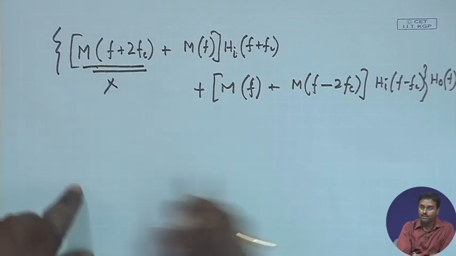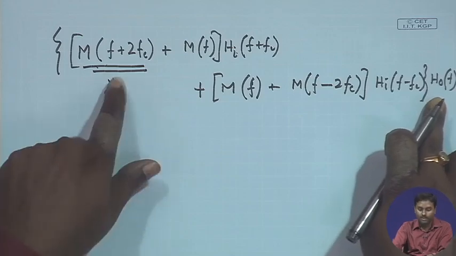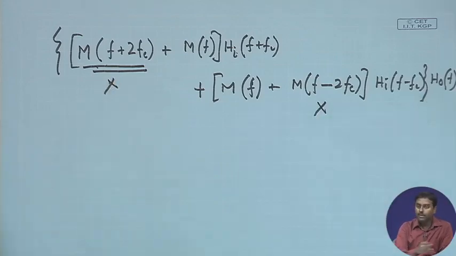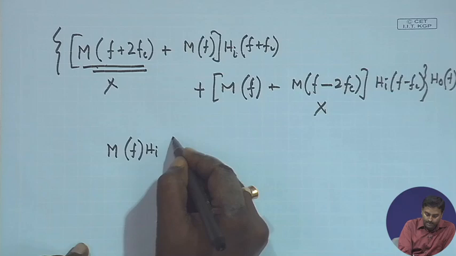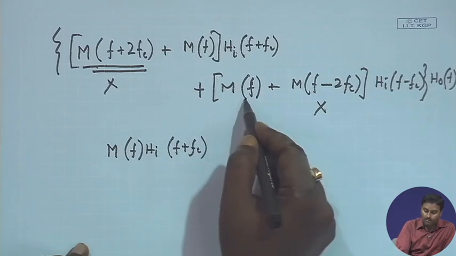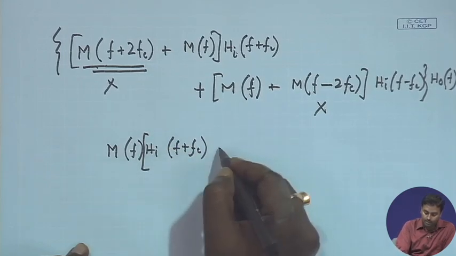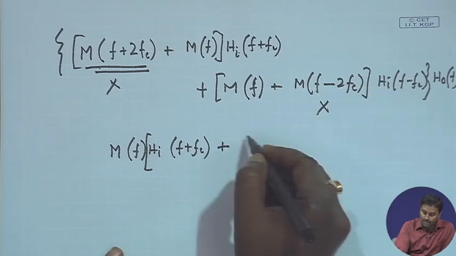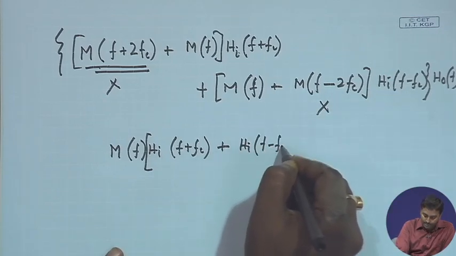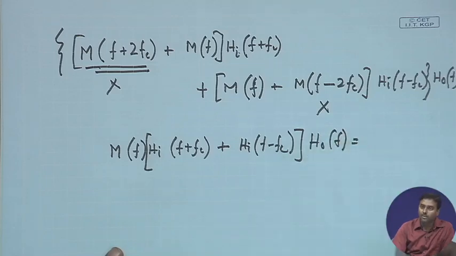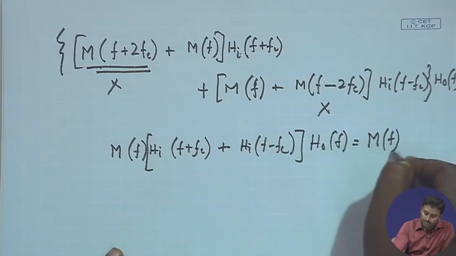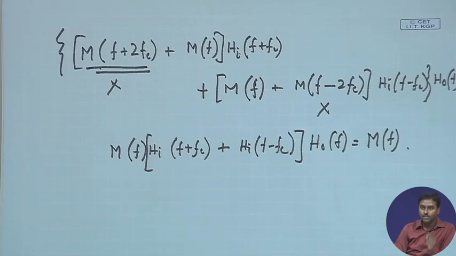This must be cancelled because it is followed by a low pass filter. The same thing will happen over here, this must be cancelled. So what we are left with is M(f) HI(f plus Fc) plus again M(f). I can take M(f) common: M(f) times [HI(f plus Fc) plus HI(f minus Fc)] into HO(f) must be equal to M(f), because after passing through the low pass filter, I must get back my signal. That is the condition.